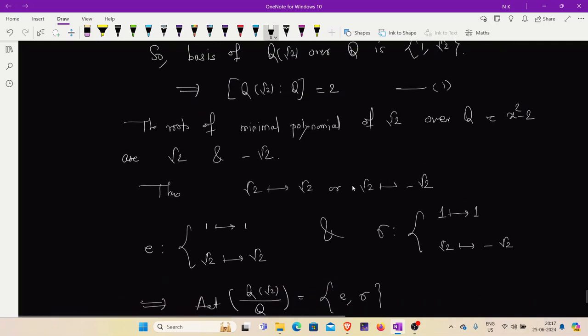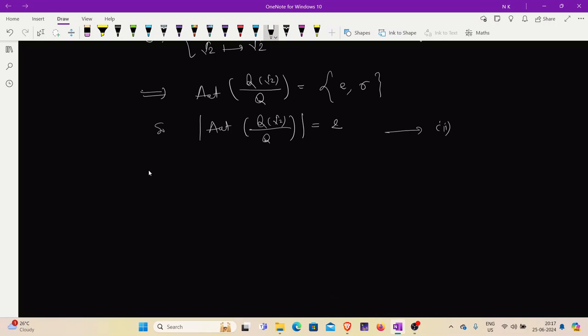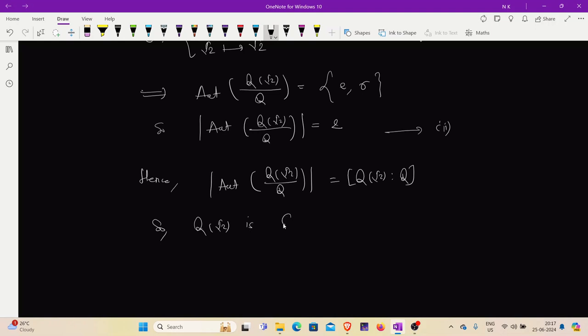So if you combine the first and second statements, you can easily tell that the cardinality of the automorphisms of Q(root 2) over Q is exactly equal to the degree of extension of Q(root 2) over Q, and that's why Q(root 2) is a Galois extension of Q.